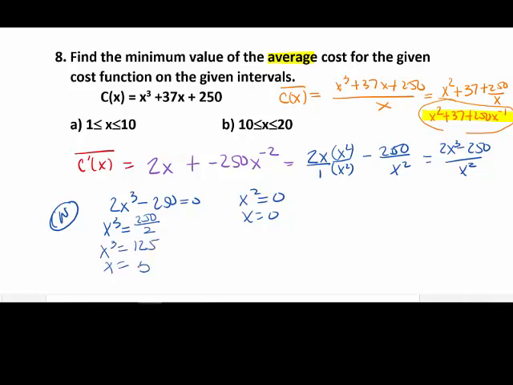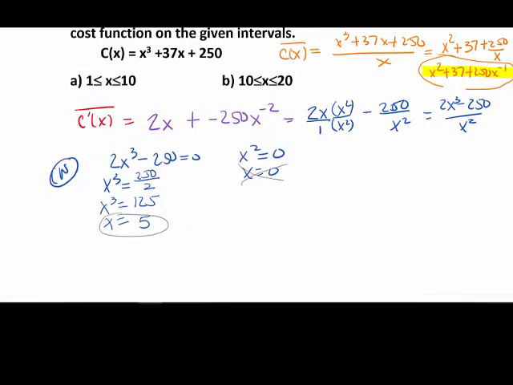Take the cube root of both sides, which gives you x equals 5. X equals 0 is not in my interval for either one of these, so I can go ahead and cross it out. The x equals 5 will be in the first interval. So first interval, we're going to take, again, be careful. We're going to the average cost function, which is what I have highlighted here in yellow. Okay. We're going to evaluate that at 1, and we're going to evaluate it at 5.